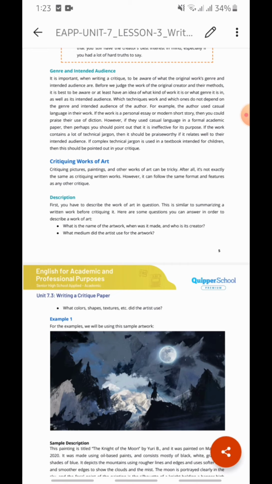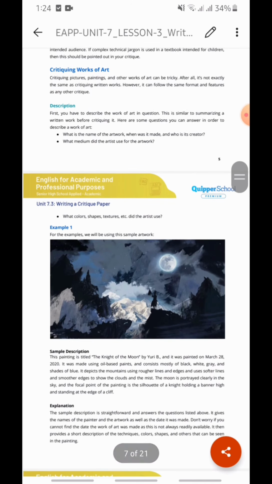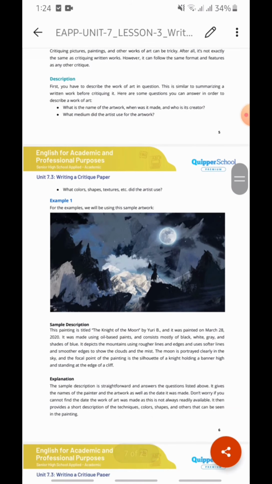What is the name of the artwork? When was it made? And who is the creator? What medium did the artist use for artwork? So, before you come mag-critiquing sa work of art, so you must know sa description niya para dali ra nimo siya makuanan. Mag-critic. So, what color, shapes, textures, etc. did the artist use? So, here, may example.